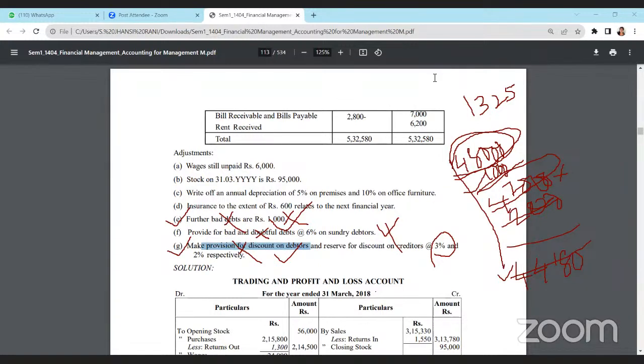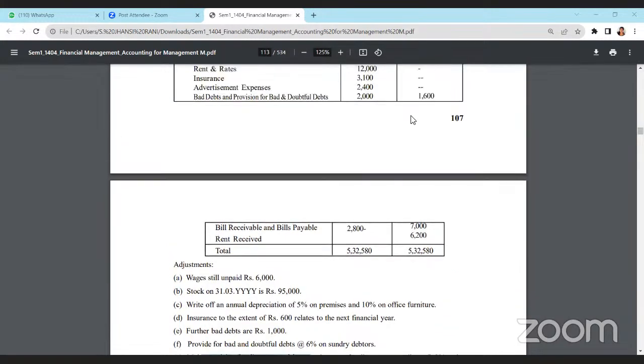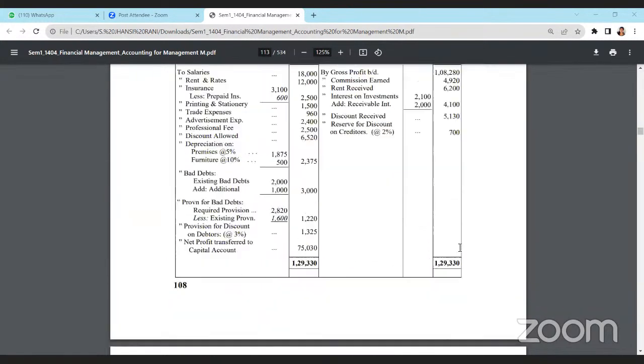Now we have calculated bad debts, done. Provision already is there now. If you look at the trial balance, there is 1,600 provision. Now what is the provision we got?